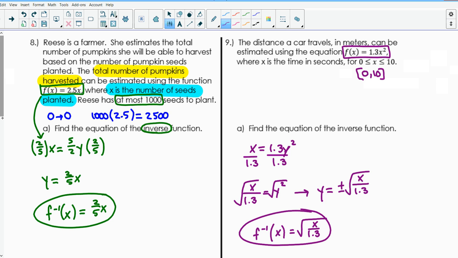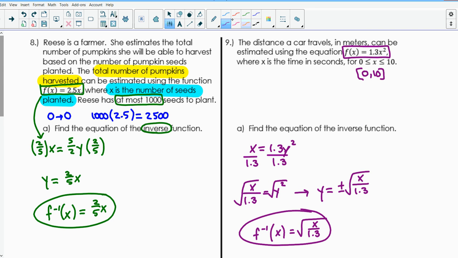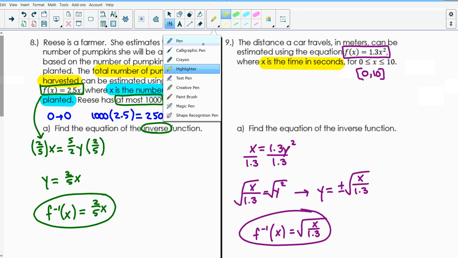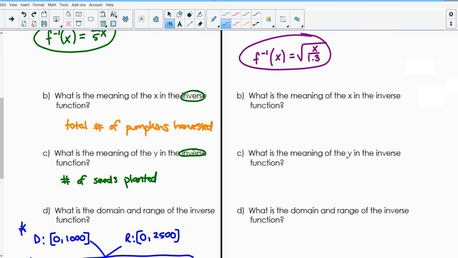Okay. Same as the last problem. It says, what is the meaning of x in the inverse function? What is the meaning of y in the inverse function? So I would go back and then just identify what they were in the original. So it says x is your time in seconds, which means then that flips. So if x is time in seconds, then that's now my y.